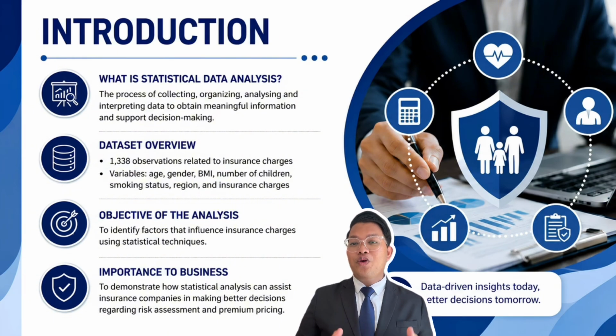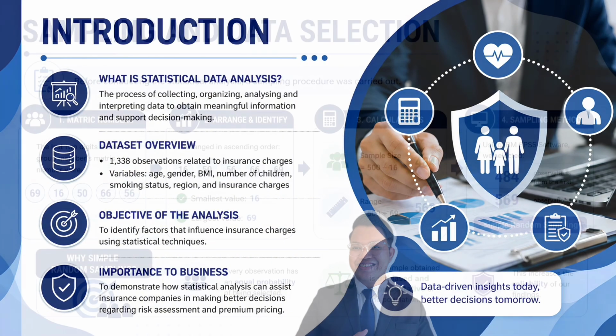For this study, we use a dataset consisting of 1,338 observations related to insurance charge. The variables included in the dataset are age, gender, body mass index or BMI, number of children, smoking status, region, and insurance charge. The main objective of this analysis is to identify factors that influence insurance charge and to demonstrate how statistical techniques can assist insurance companies in making better business decisions regarding risk assessment and premium pricing.